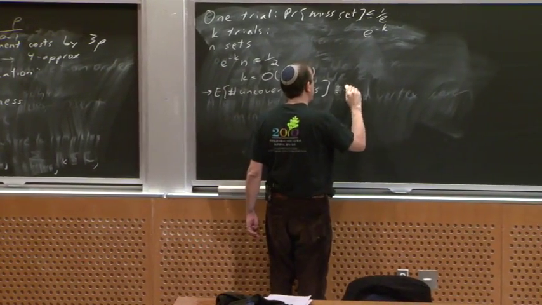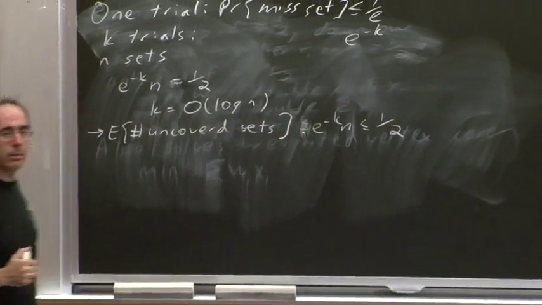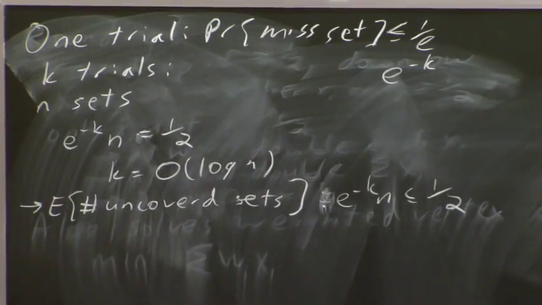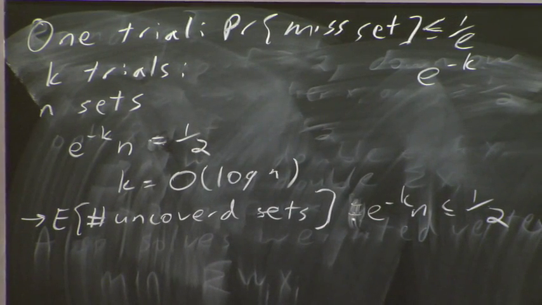Well, it's equal to e to the minus k times n, so it's less than or equal to half. That's how I chose k. So if I run k trials, the expected number of uncovered sets is only a half.